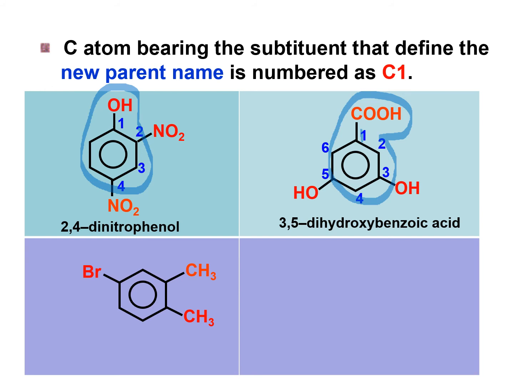And now we have benzene with bromine and 2 methyl groups bonded to it. This methyl, or this alkyl, is given as carbon 1, followed by the next methyl as carbon 2, and the bromine as carbon 4, and the parent name is benzene, while the name of the compound becomes 4-bromo-1,2-dimethylbenzene.